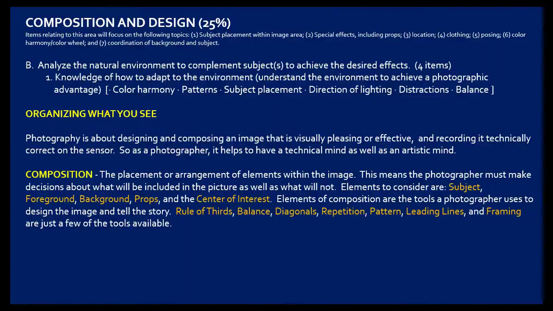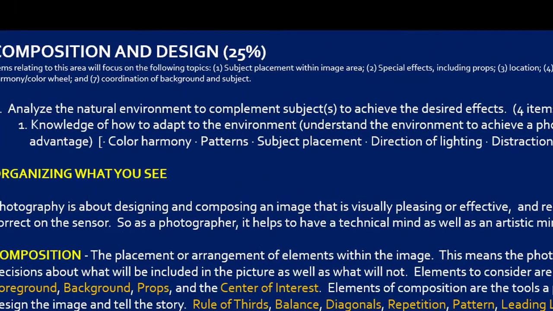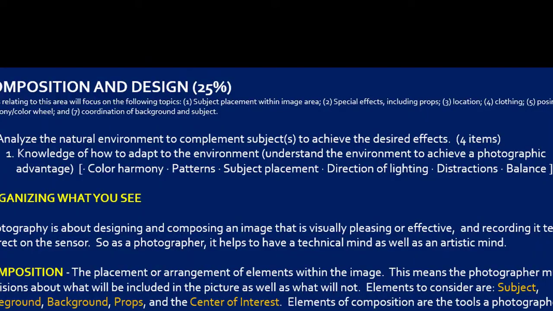We're now on Section B of Composition and Design. Section B says, analyze the natural environment to complement subjects to achieve desired effects. Now there's 4 items from this section on the exam. Number 1 begins, knowledge of how to adapt the environment, understand the environment to achieve a photographic advantage, including items such as color harmony, patterns, subject placement, direction of lighting, distractions, and balance.